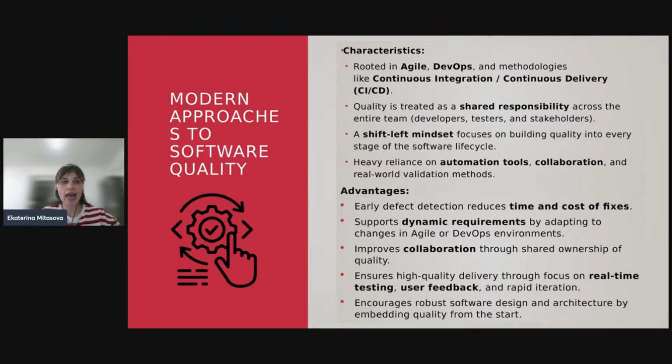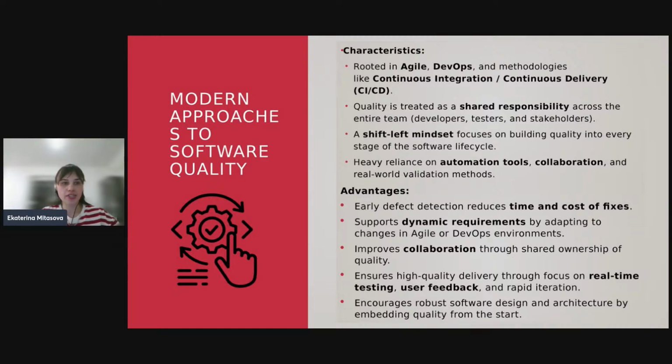Modern approaches have a lot of advantages. Early detection of defects reduces time and cost of fixes. It also supports dynamic requirements by adapting to changes in Agile and DevOps environments. Also, modern approaches improve collaborations through shared ownership of quality, and they ensure high-quality delivery through focus on real-time testing, user feedback, and rapid iteration.